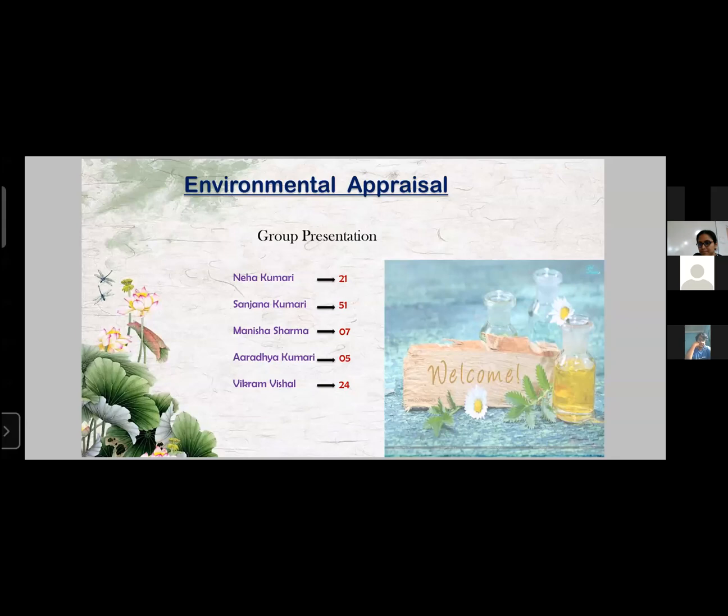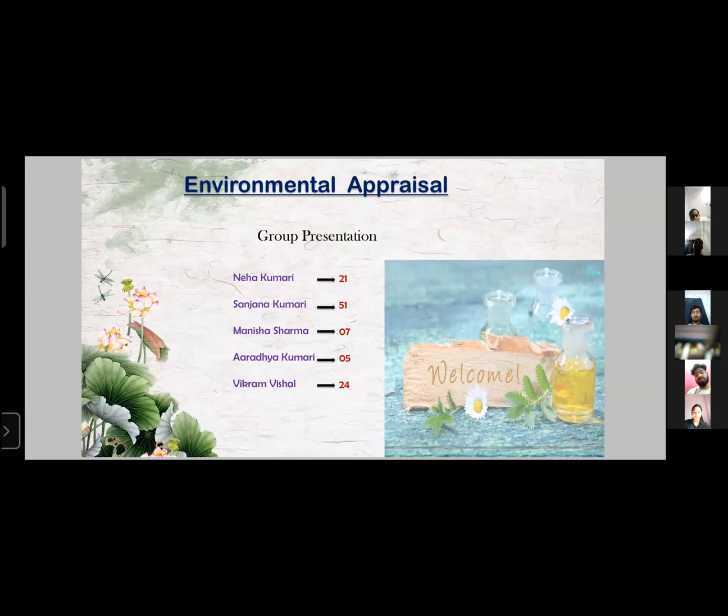Good afternoon, respected ma'am and my dear friends. Today I will present a PPT on the topic of environmental appraisal. Now I will introduce my team members: Neha Kumari, Sanna Kumari, Manisha Kumari, me Aradhya Kumari, and Vikram Vishal. The first topic, that is definition and importance of environmental appraisal, will be explained by Neha.